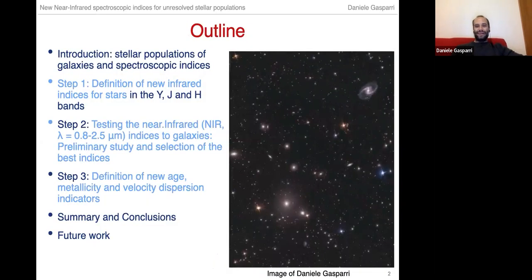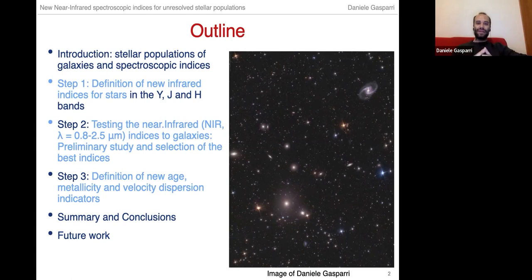So this is a very brief introduction. This is the outline of my presentation. We'll see a little more about stellar populations and what these spectroscopic indices are. Then I will present my work. The goal of my work is to find spectroscopic indices in the spectra of galaxies which are sensitive to the properties of the stellar population. The first step is to define new spectroscopic indices in the near-infrared region, because the focus of my work is the near-infrared region of the spectra, from 0.8 to 2.5 microns.